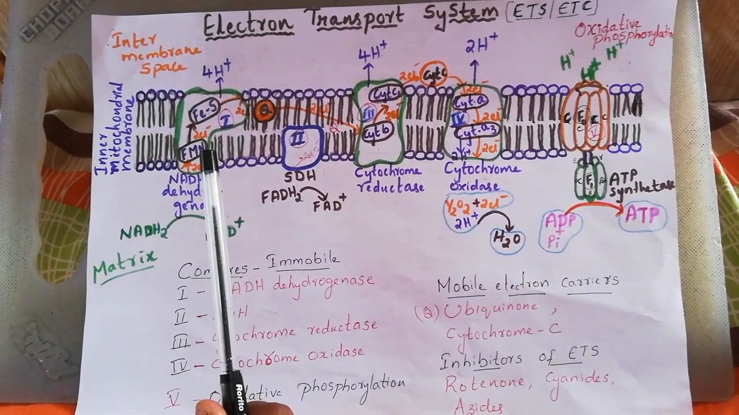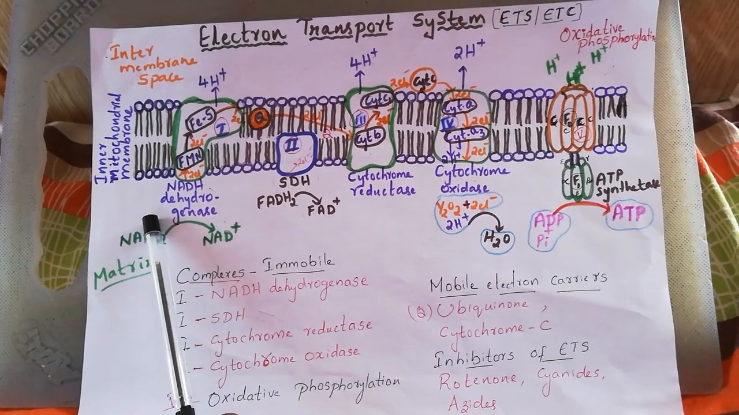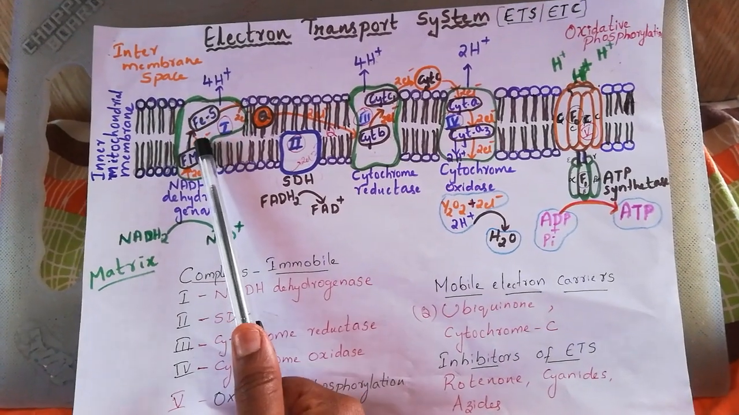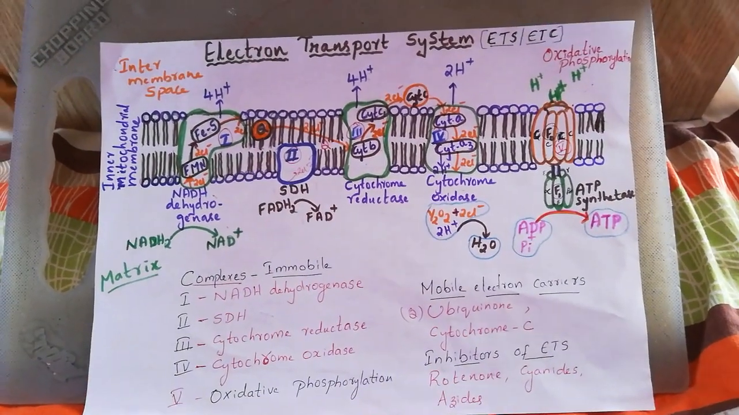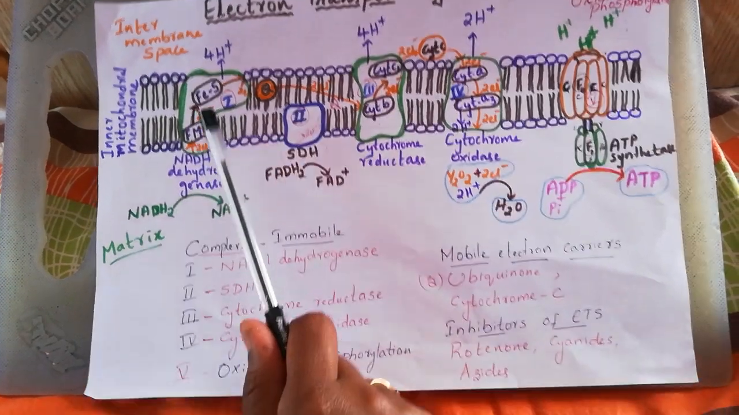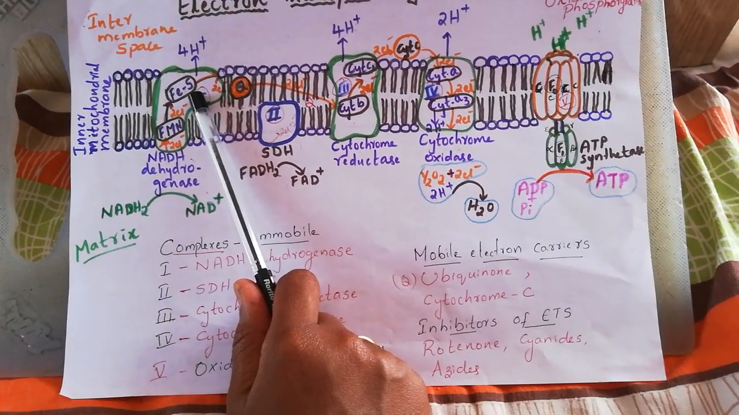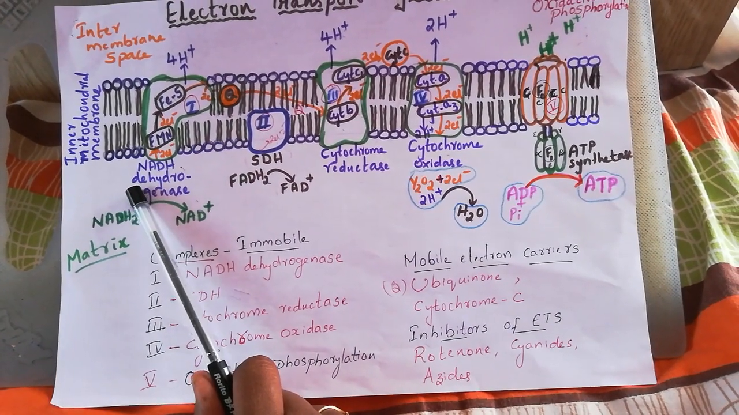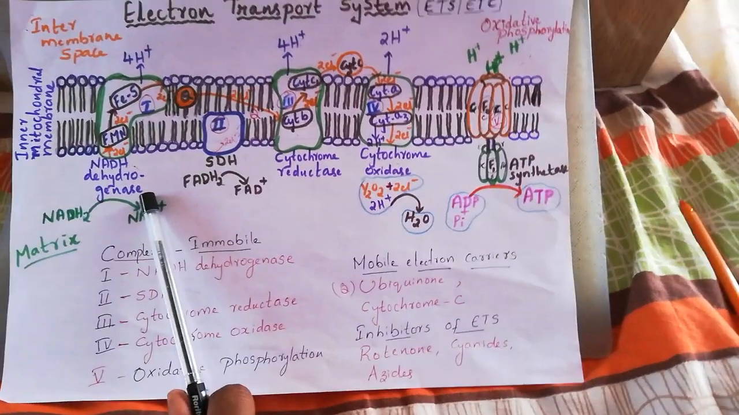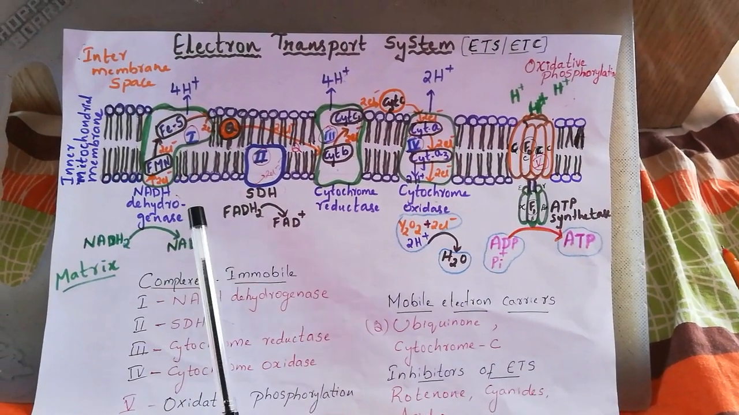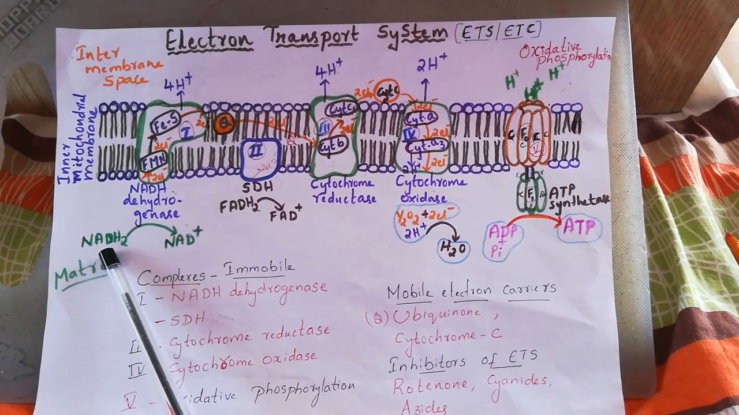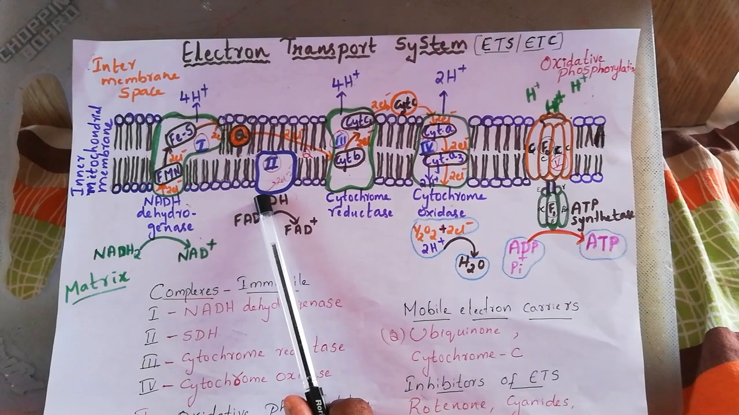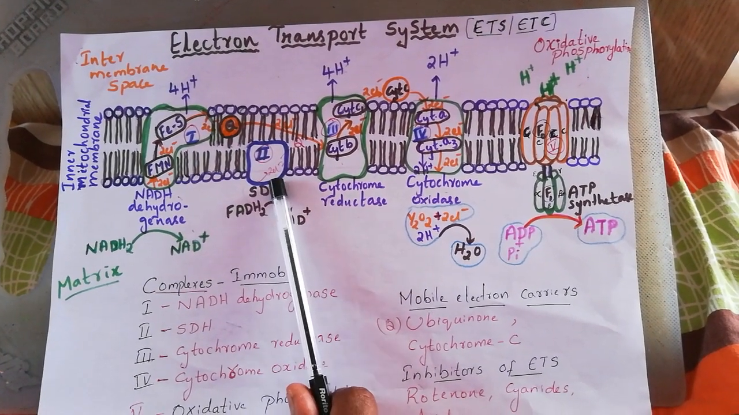Now let's see the structure of the first complex, which has FMN and iron sulfur protein. FMN is flavin mononucleotide and FeS is iron sulfur protein, which are the electron carriers in the first complex. This is the NADH dehydrogenase enzyme, which does the oxidation of the reduced equivalent, that is NADH2. Next, the second complex has the succinate dehydrogenase enzyme.